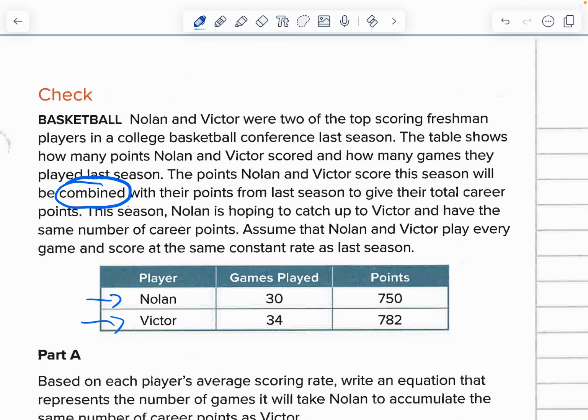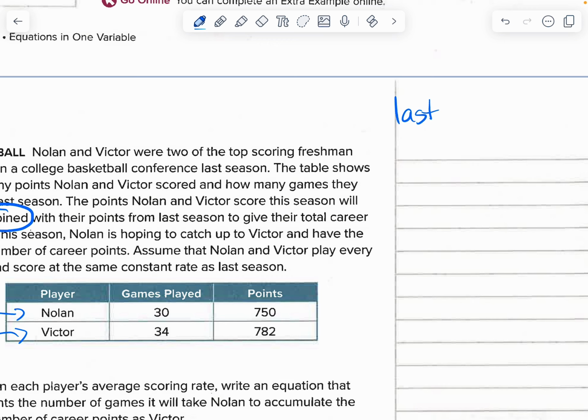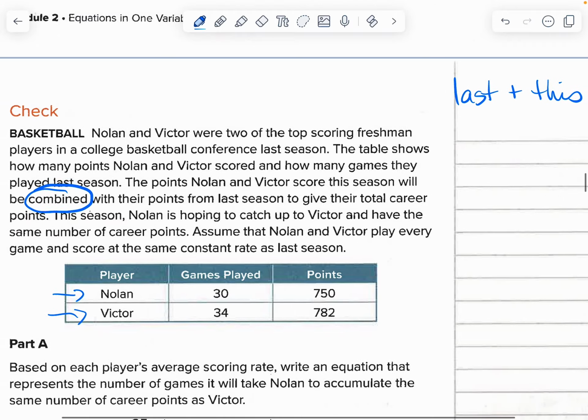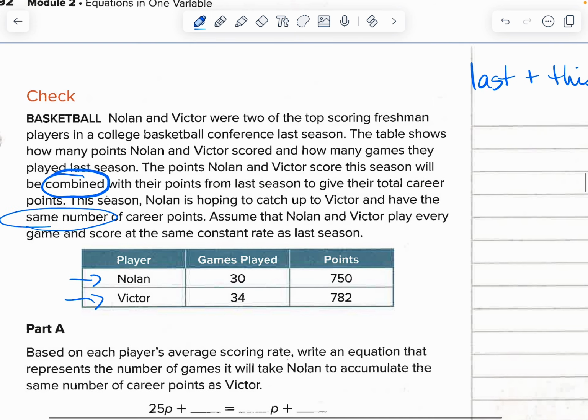I'm actually going to write that. Maybe I'm going to write that over here. So we're going to have last season plus this season. Okay? So it says this season, Nolan is hoping to catch up to Victor and have played the same number of career points. So they're going to have the same number of career points. Assume that Nolan and Victor play every game and score at the same constant rate.